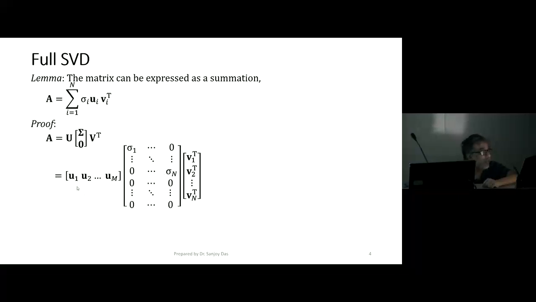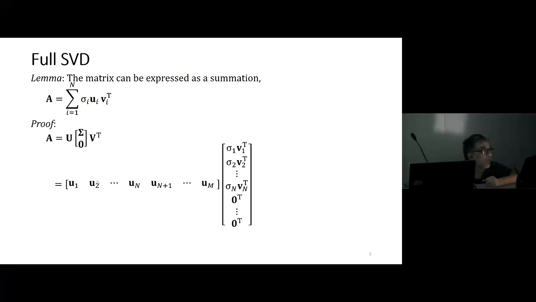And here, U1 through UM, I'll retain for now, but I will insert a few more columns here. I'll explicitly show a few more columns, okay? So this is what I have. This is my U. I multiply the second and third matrices together. Okay, and now let's look at what's happening here. What happens when I multiply this and this?